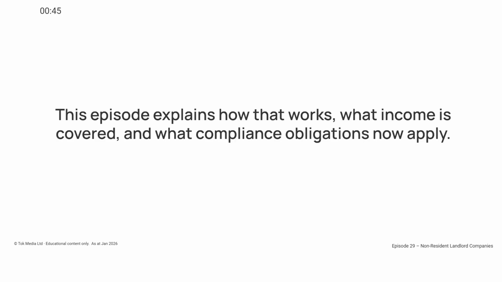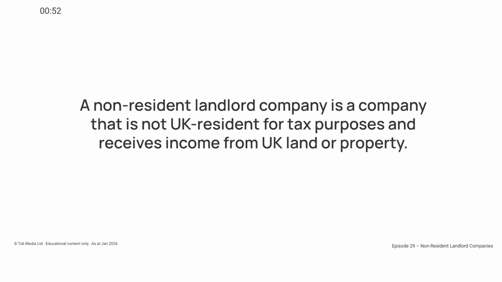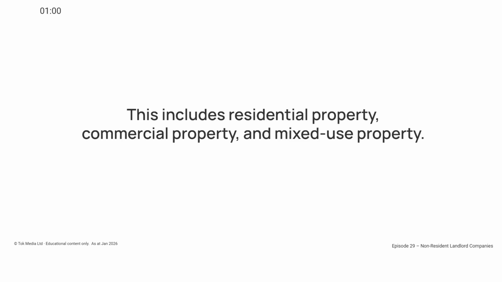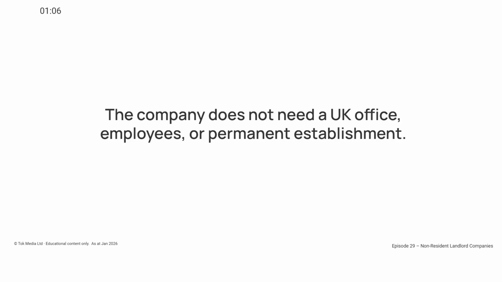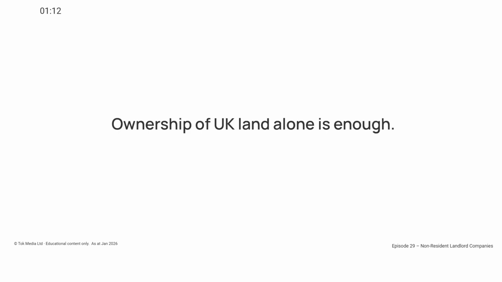This episode explains how that works, what income is covered, and what compliance obligations now apply. A non-resident landlord company is a company that is not UK resident for tax purposes and receives income from UK land or property. This includes residential property, commercial property, and mixed-use property. The company does not need a UK office, employees, or permanent establishment. Ownership of UK land alone is enough.